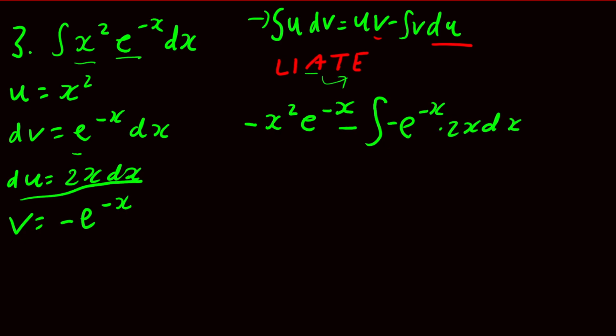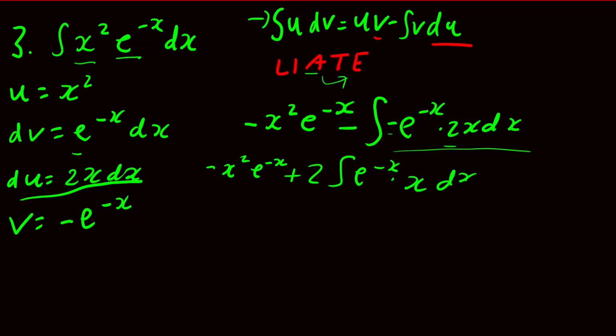Now that we have this, let me simplify it as much as I can. I'm going to pull out a negative 2, so this will be plus 2 integral x e to the negative x dx. Do you notice this looks very much similar to our original integrand? What does that mean? That means we're going to have to do integration by parts again. There are questions where you're going to have to do integration by parts multiple times. Next video we'll be going over a simpler way to do it.